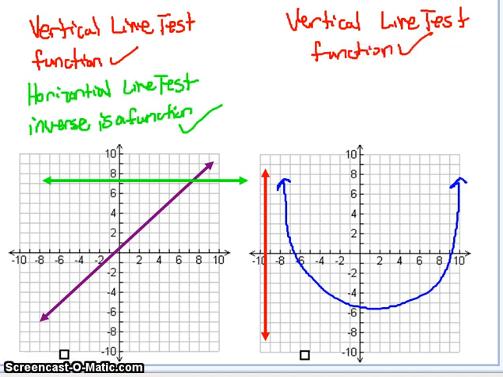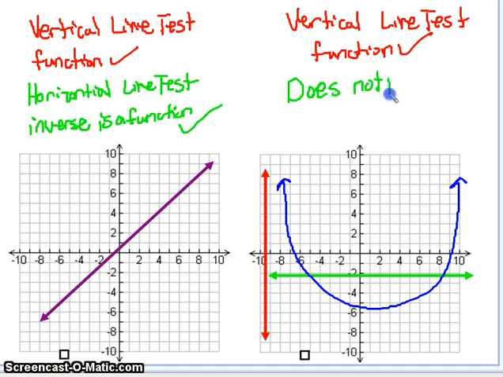But our horizontal line test actually tells us that if you do the inverse of this particular parabola and reflect it about the line y equals x, we are not going to have a function. So it does not pass. So the inverse is not a function if it doesn't pass the horizontal line test.